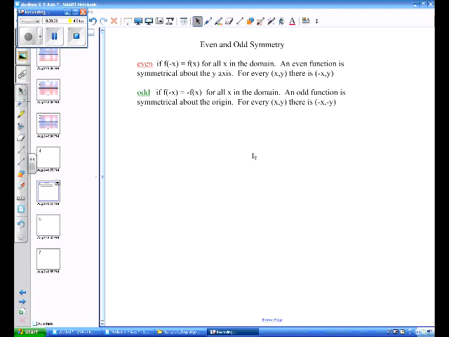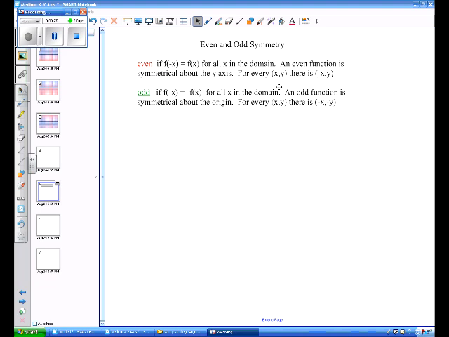In this lesson, we're going to look at what we mean by even and odd symmetry. We're going to start out with what we mean by an even function. An even function is a function where f of negative x is equal to f of x for all x in the domain. In a little bit, we'll look at what this means about the symmetry.